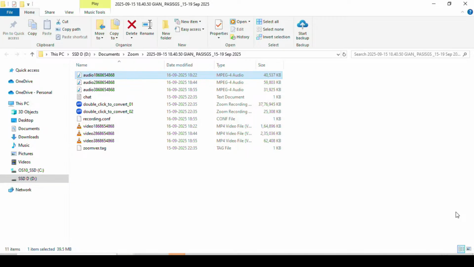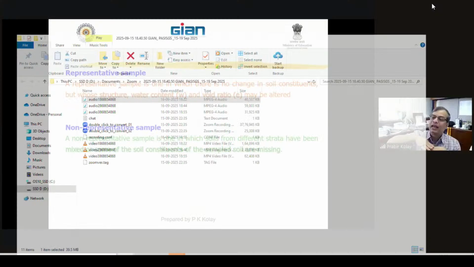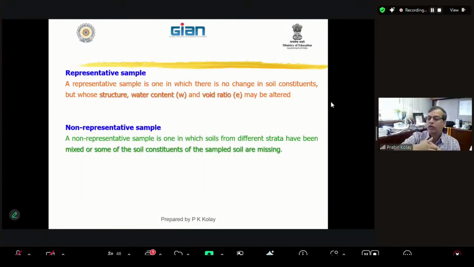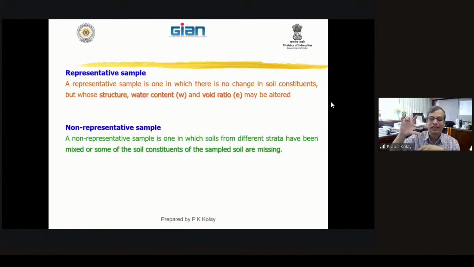Non-representative samples are those where the soils are mixed or some of the soil constituents of the sample are missing. Sometimes when you collect the soil sample, if there is a water table in the soil sampler, the sample can fall out. In that case, it is not representative of the particular depth. The soil sample collected is then a non-representative sample.